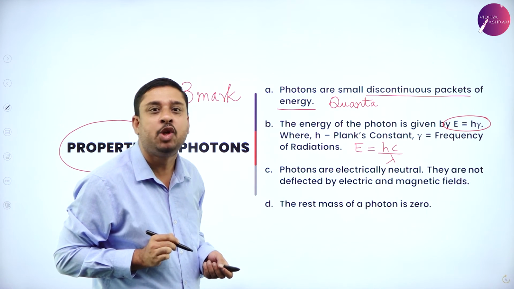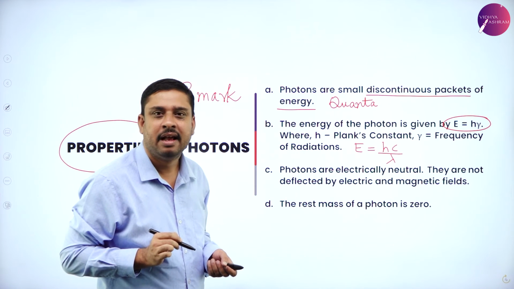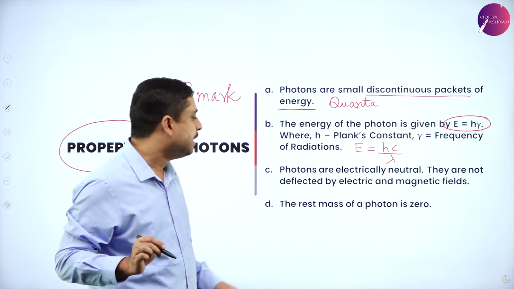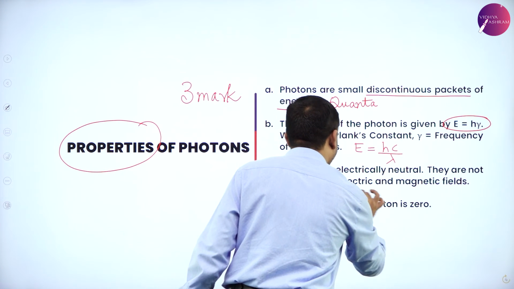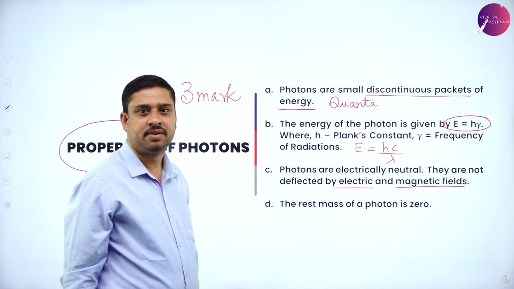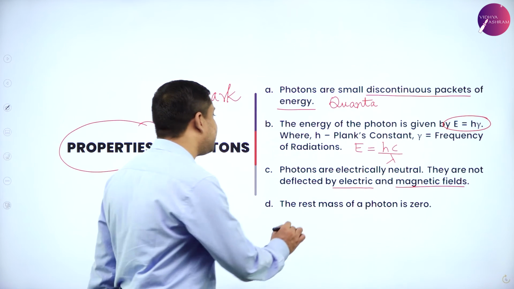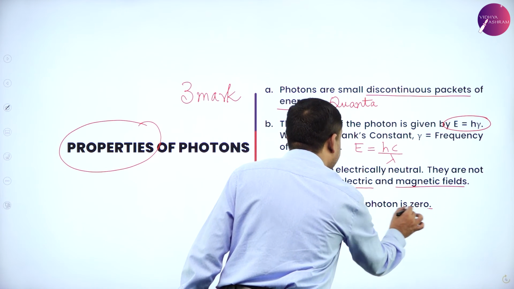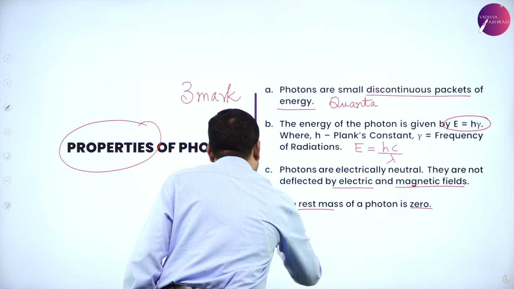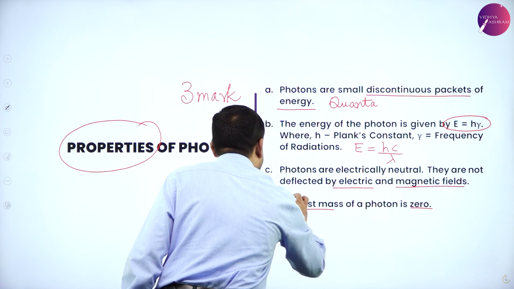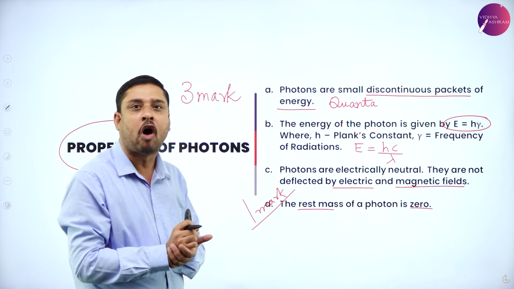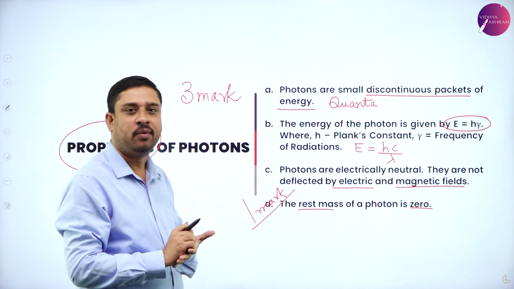Photons are electrically neutral. Why? Since they are electrically neutral, they cannot be deflected by electric and magnetic fields. And the rest mass of a photon is 0. This is a 1 mark question, frequently asked. What is the rest mass of a photon? The rest mass of a photon is always 0.